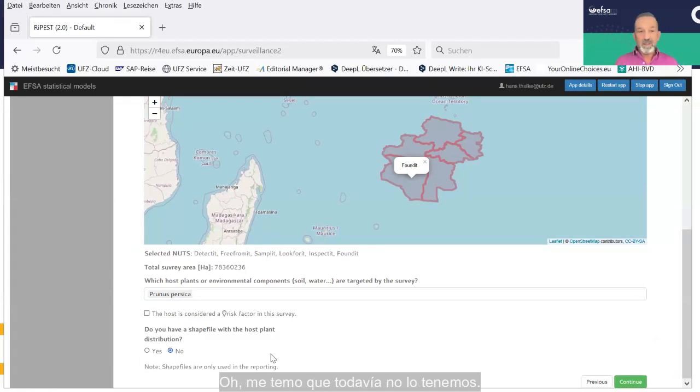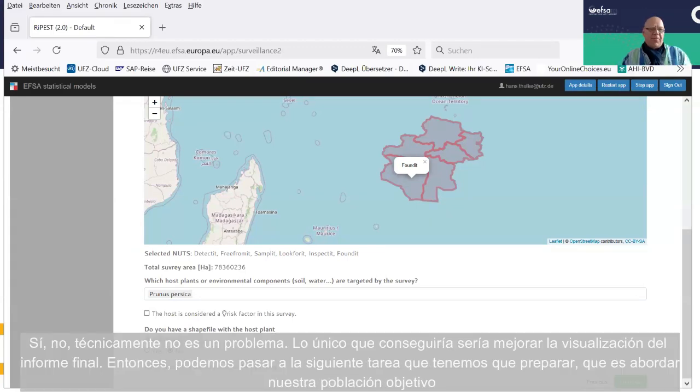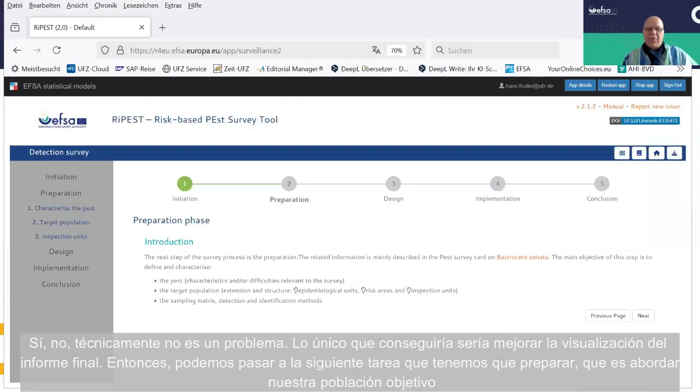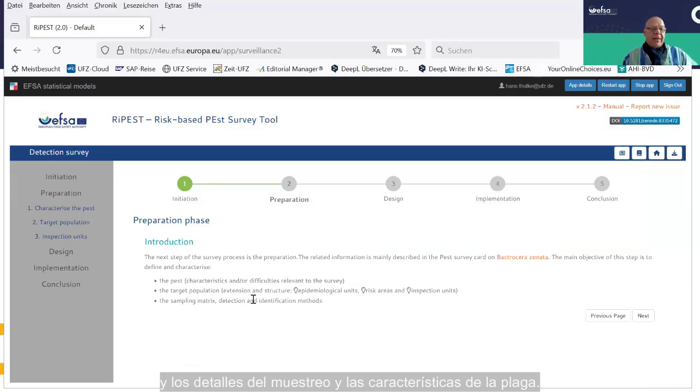No, I'm afraid that we don't have it yet. Yeah, no, it's technically no problem. It would only improve the visuality of the final report. So we can go to the next task that we have to prepare, which is addressing the target population and the sampling details and the pest characteristics.